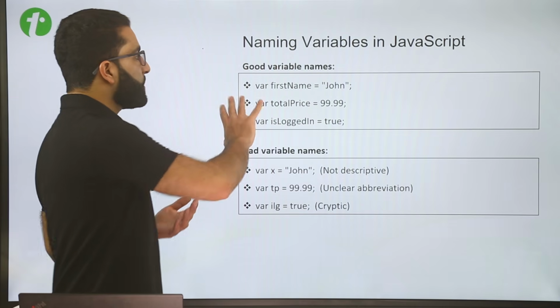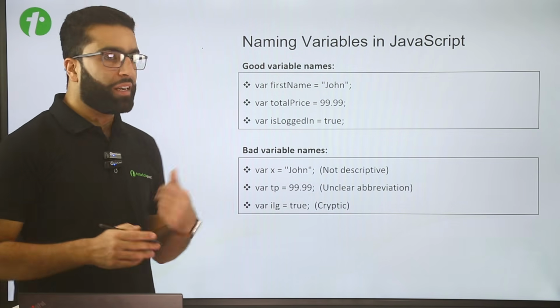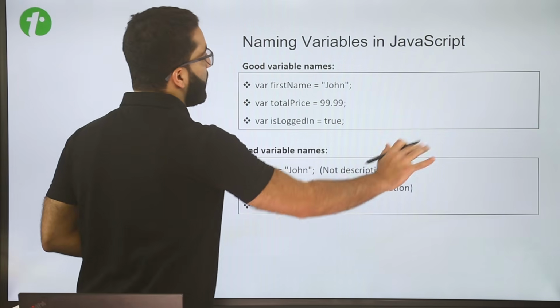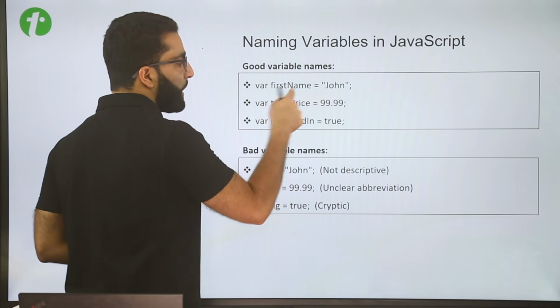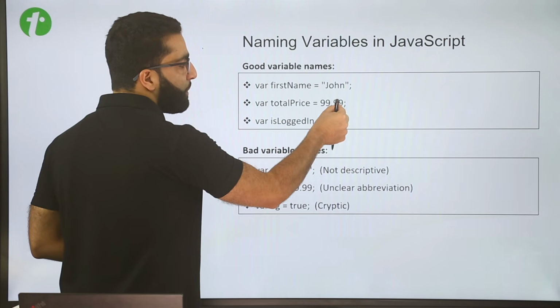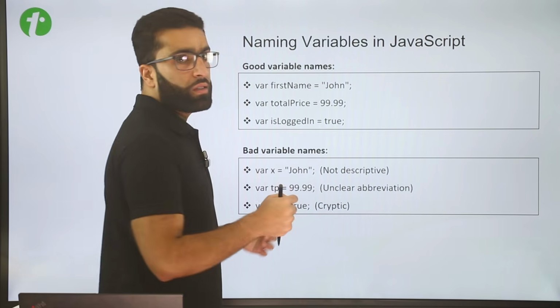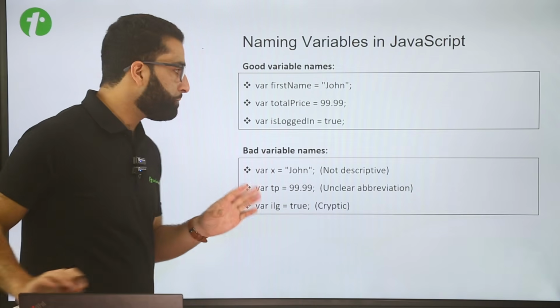Moving forward, here are some examples of good variable names and bad variable names. The good variable names are, for example, var firstName is equal to John, camel casing; totalPrice, camel casing; isLoggedIn, also camel casing. Now, don't worry about these numbers and what this true is. I'm going to talk about all of this when we learn about data types, so don't worry about them.